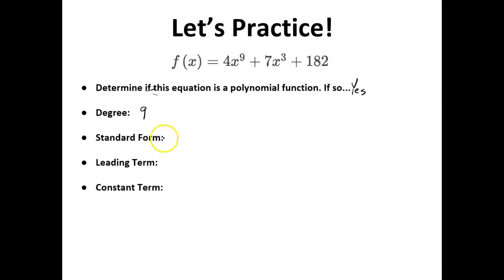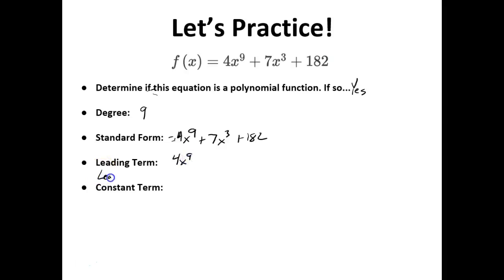Standard form means to start with the term that has the largest exponent, which is 9, and then work down in terms of exponents. The next biggest exponent is 3, and the 182, the x value doesn't have an exponent. An exponent is 0. It's the smallest. So standard form, it was actually already written in standard form for us. The leading term is the 4x to the 9th. That's what's starting it out.